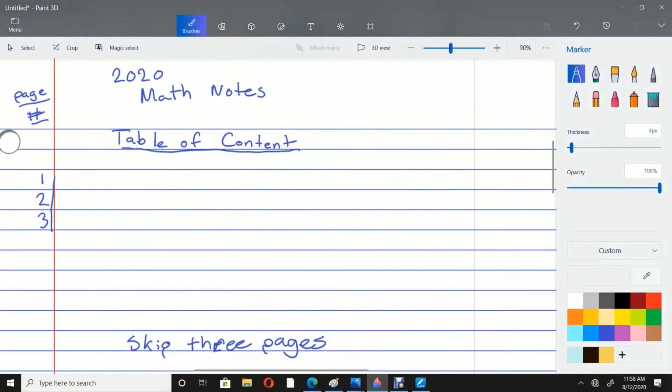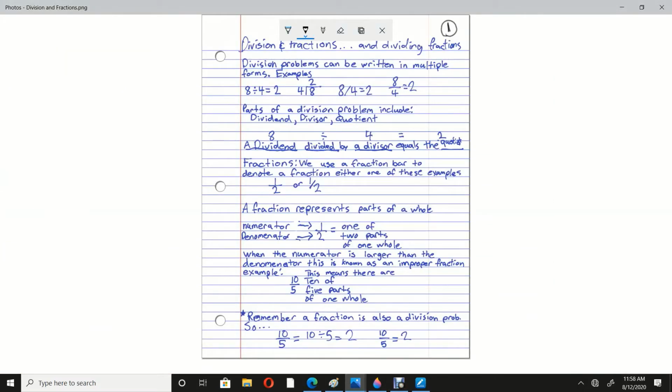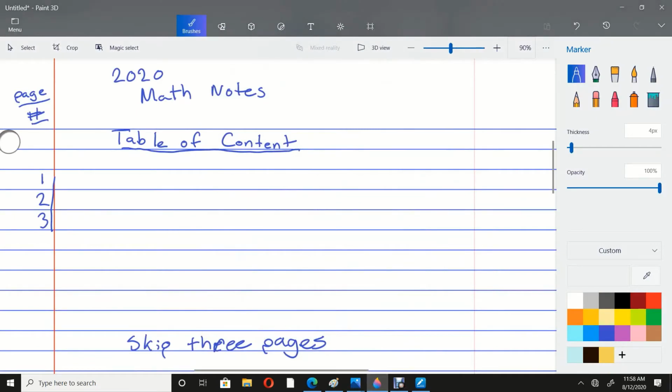So we're going to come back to the table of contents. The first page of notes I have for you is division and fractions. So everybody's first page should be division and fractions.